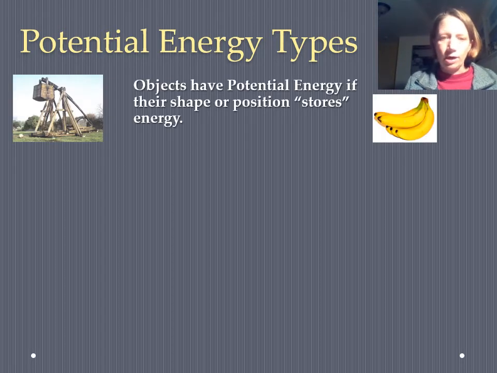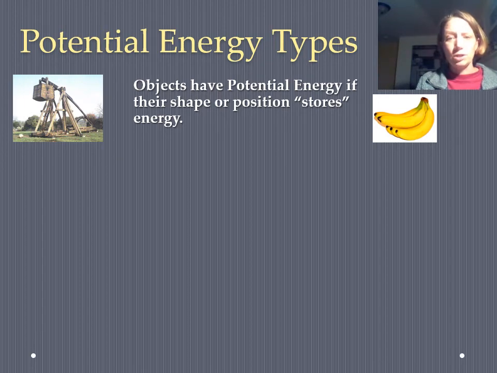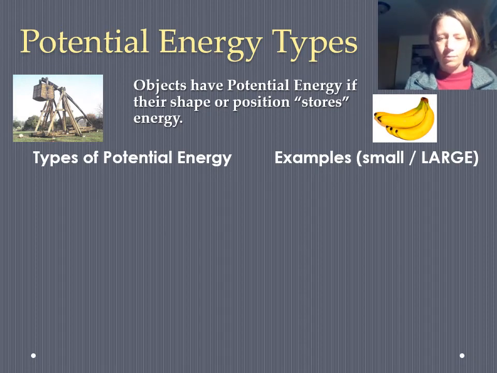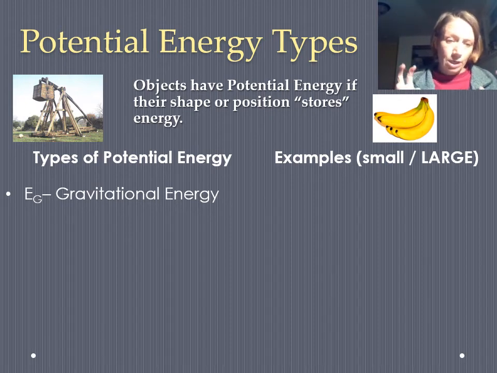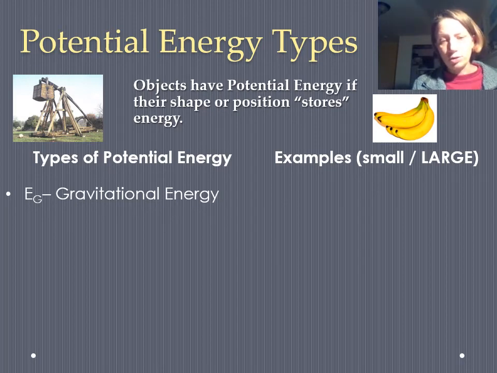Potential energy, on the other hand: objects have potential energy if their shape or position stores up energy somehow, which is a little bit of a tricky concept to get the hang of. There are lots of types of potential energy as well. The one you probably learned in middle school that you called potential is actually, we're going to be specific and call it EG for gravitational energy.